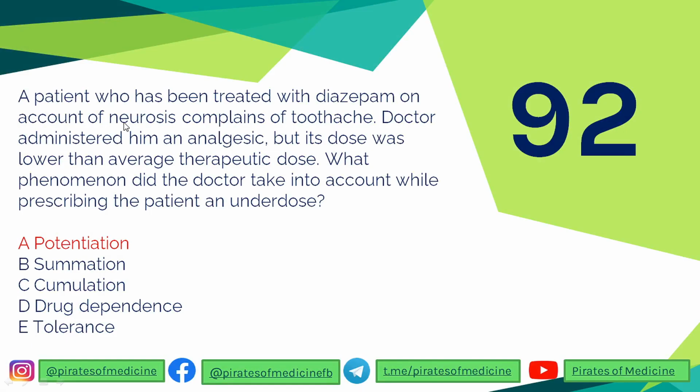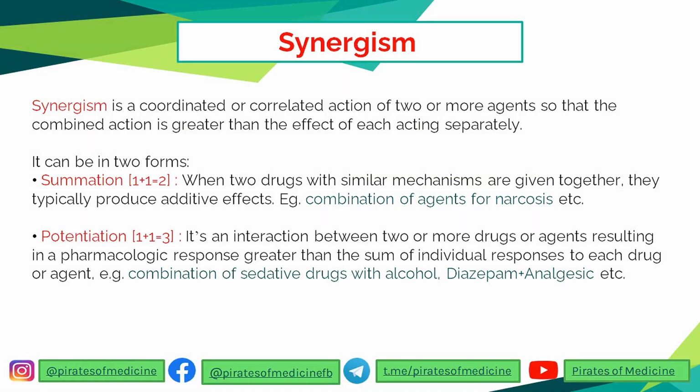92nd question is that a patient who has been treated with diazepam on account of neurosis complains of toothache. The doctor administered him an analgesic, but its dose was lower than the average therapeutic dose. What phenomenon did the doctor take into account while prescribing the patient an underdose? So when you are given two or more drugs together, you need to take into account what effect their individual effects have on each other when they are given together.